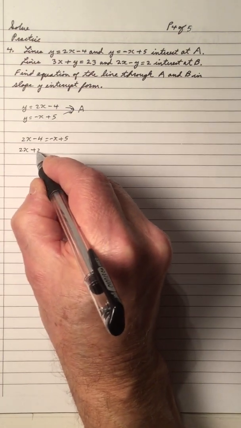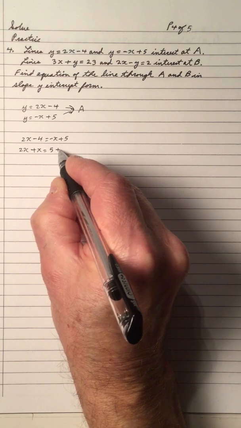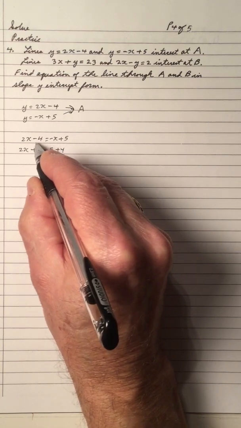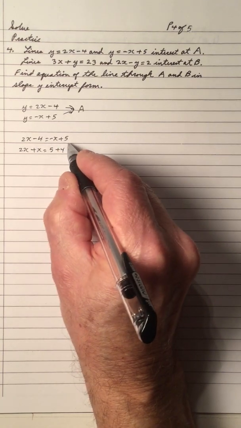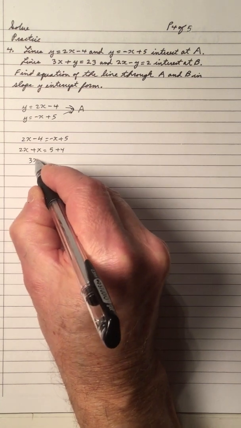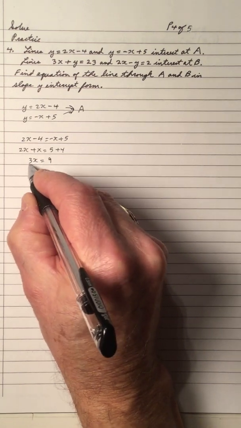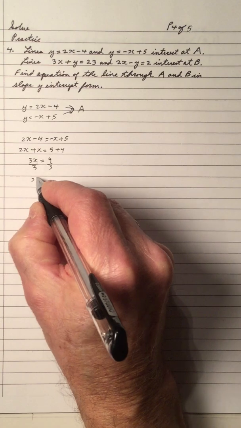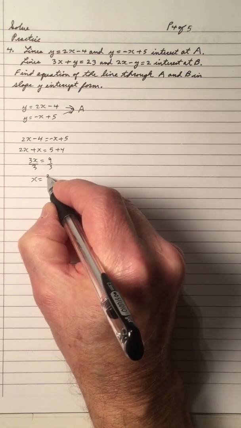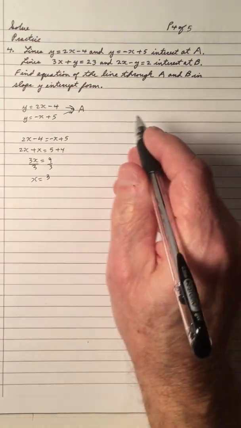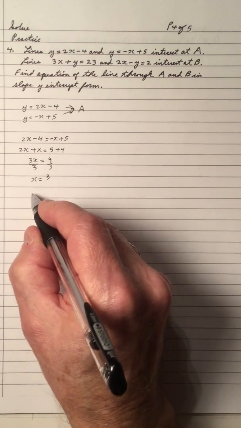So 2x plus x equals 5 plus 4. The x moves over to become plus. The 4 moves over to the right, becomes plus. 3x equals 9. Divide by 3, and I get x equals 3. So if I have x equals 3, let's continue.